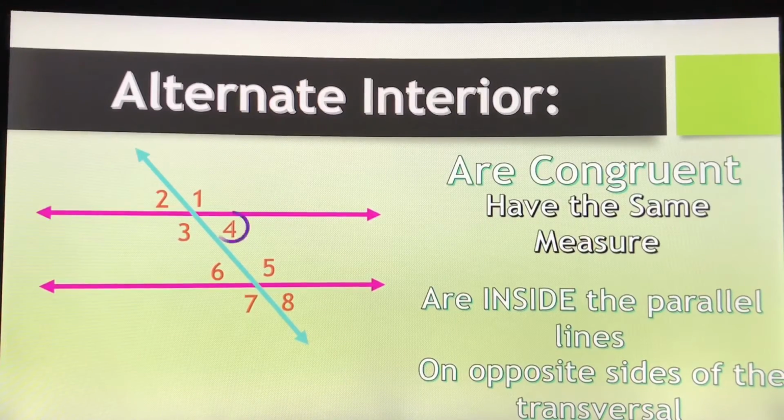So if I take a look at angle 4, that's to the right of my transversal. So the opposite position would be to the left and below. So 4 and 6 are my alternate interior. There is another pair. You are right, some of you might see it already. Angle 5 is going to match with angle 3. They're both inside. Those two angles have the same measure. Okay?